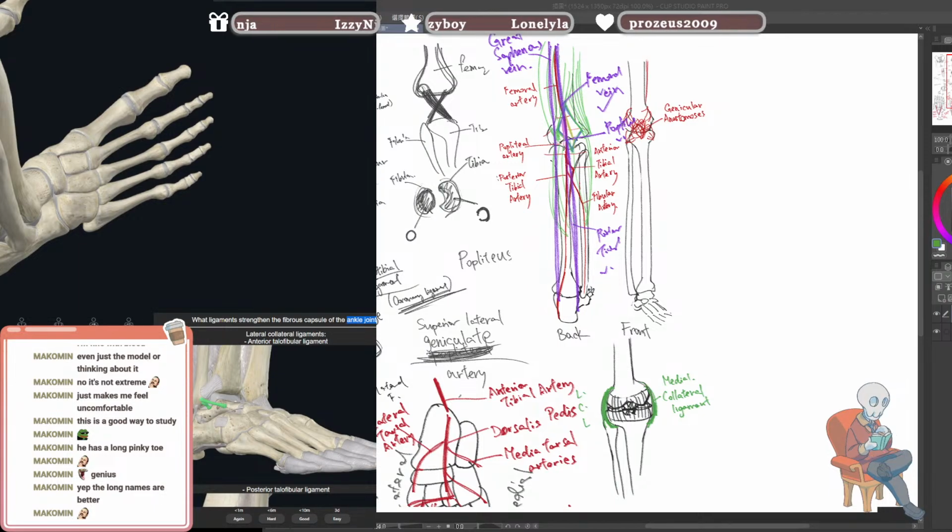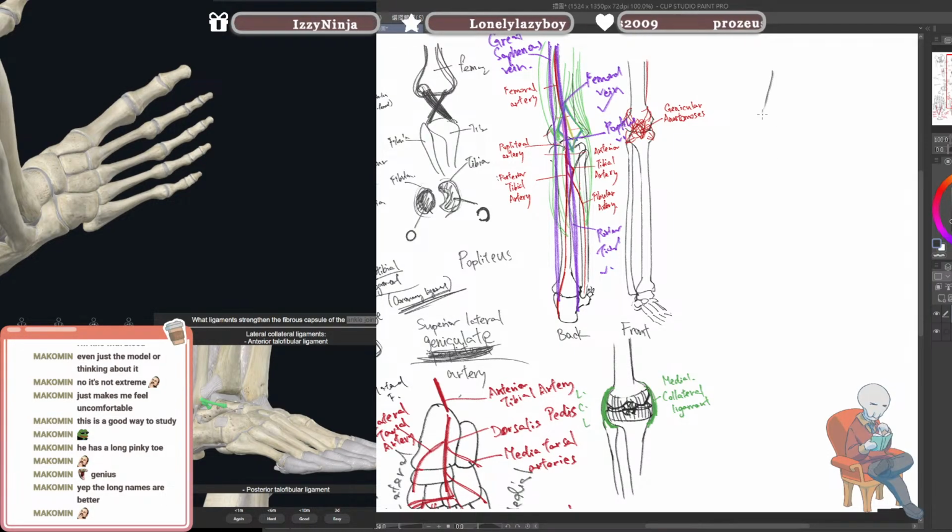Anyway, what strengthens the fibrous capsule of the ankle joint? Alright. My brain hurts. And my dog is hungry. Okay, this is the last one. Unfortunately, this is gonna be a short stream. Alright, my mouth hurts talking about this. Okay.